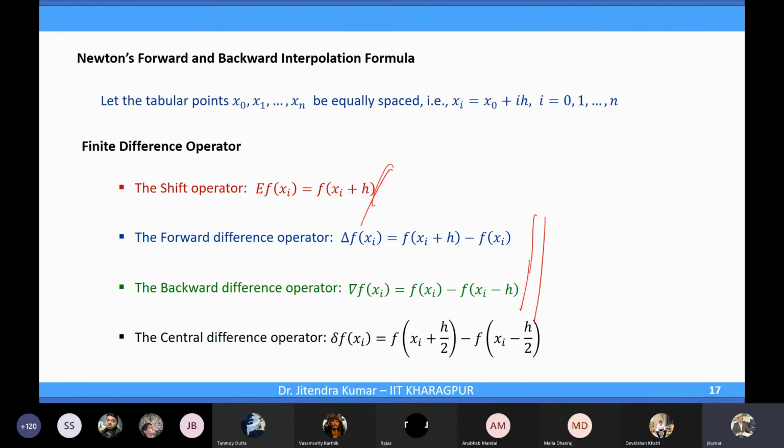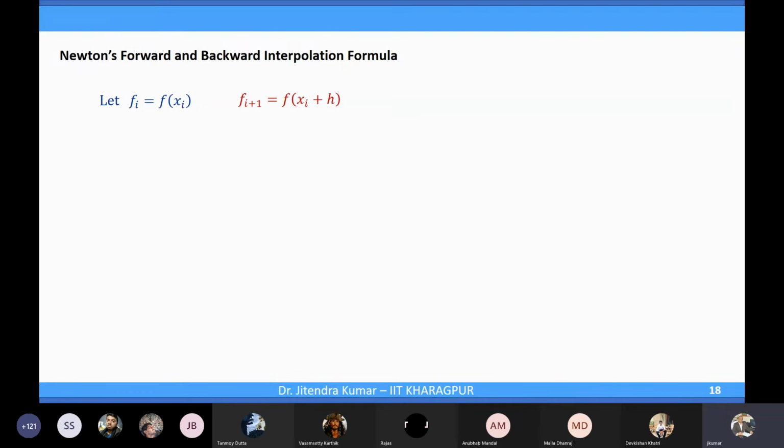That's all. So shift means it will shift the function value, and forward difference means it will go forward and then get the difference. Backward means the difference again between the function value and the backward value. These are the notations which we will use for simplicity, because instead of writing this one, we will write just delta f(x_i). Further simplification: we will denote f(x_i) just by f_i, another notation.